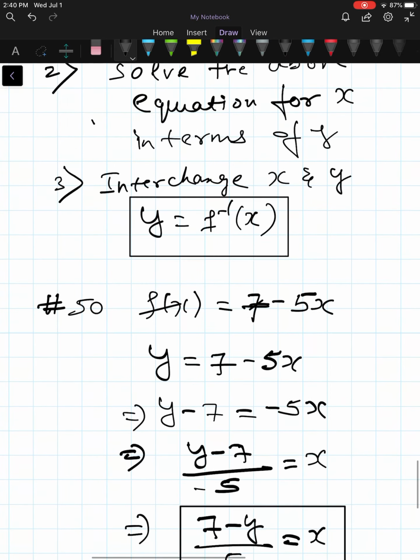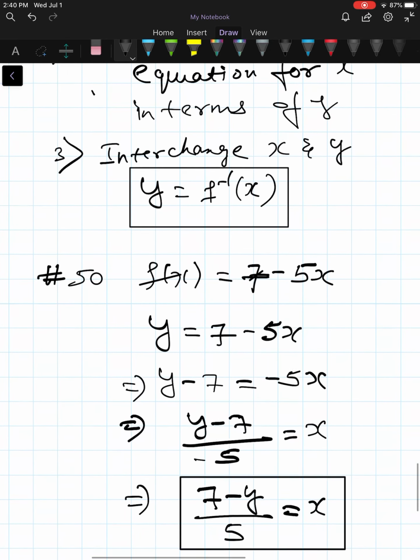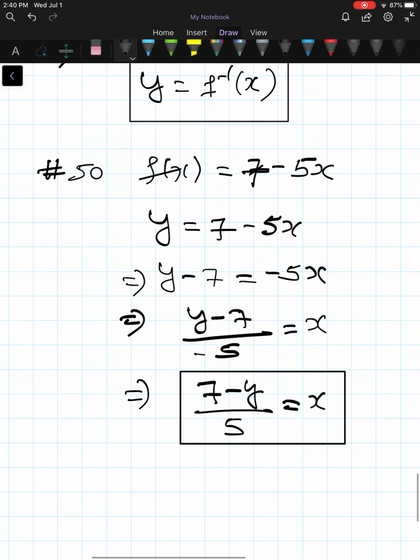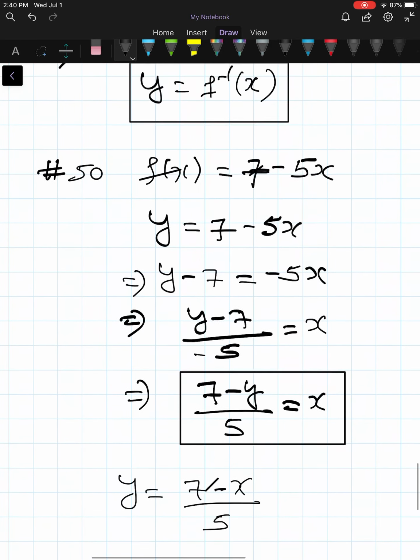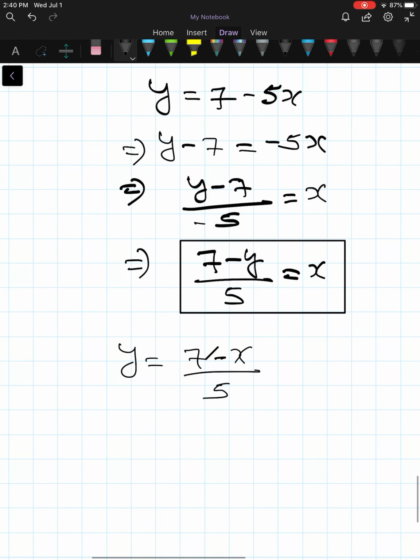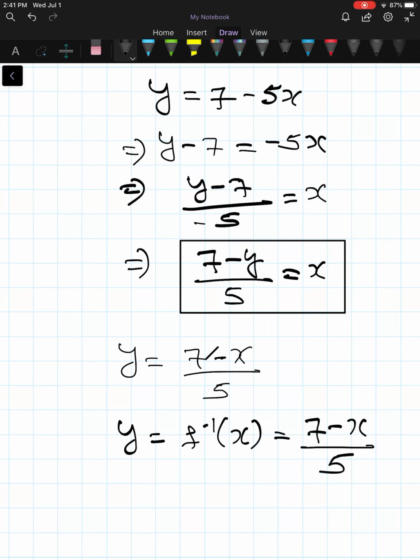So this is our step number 2. Step number 3 is interchange x and y. So interchange x and y, you will get y is equal to 7 minus x divided by 5. So our inverse function is y is equal to f inverse of x. So that is equal to 7 minus x divided by 5. So this is the inverse function of given f of x.